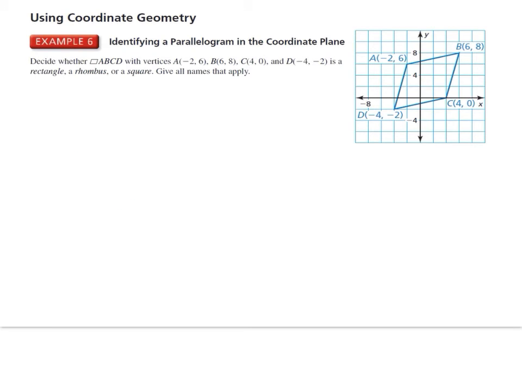All right, now let's look at parallelograms in the coordinate plane. Once again, we want to decide whether parallelogram ABCD with the following vertices is a rectangle, a rhombus, or a square, and we want to give all the names that apply. So this requires us to look at the slopes for the opposite sides being parallel. We can look at lengths of sides to compare all the sides. That's the distance formula.